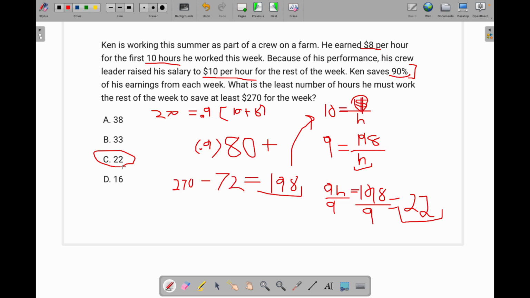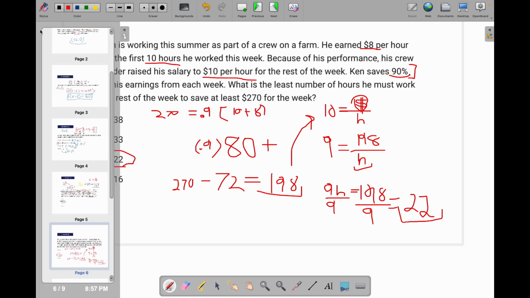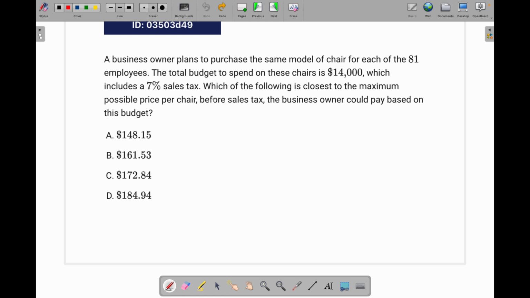This is one of the more wordy problems, which is why it's a bit harder. But if you take each information chunk by chunk, for example, working with the $8 per hour and the $10, then going to the 270 and being able to figure out how much money he would make from the $10 per hour hourly rate, chunking it and doing it into parts is going to help you a lot. And that's how I tackle this problem. Now let's go on to the next one.